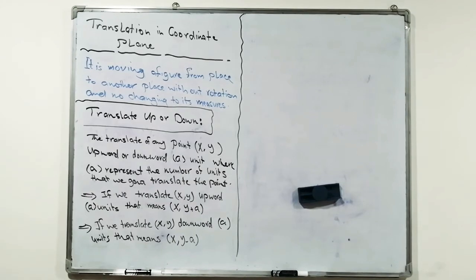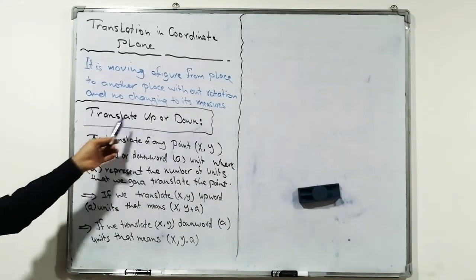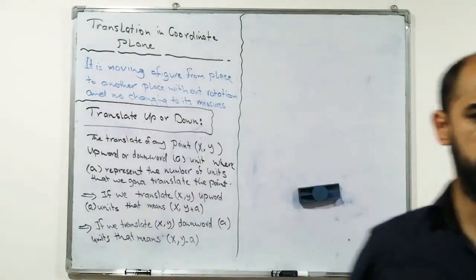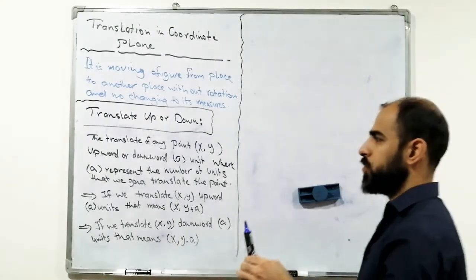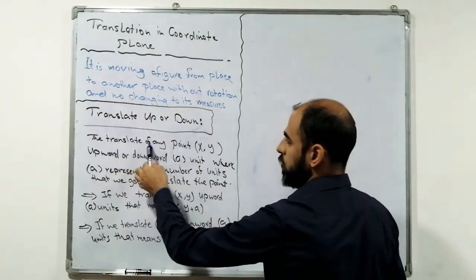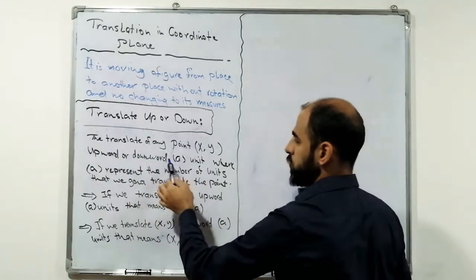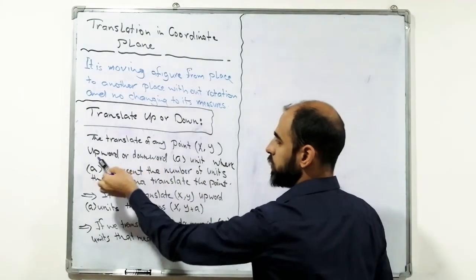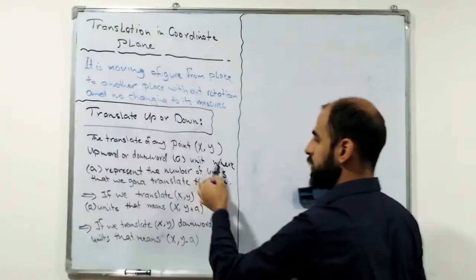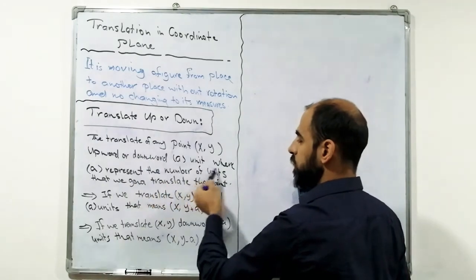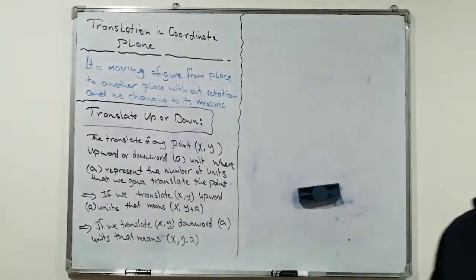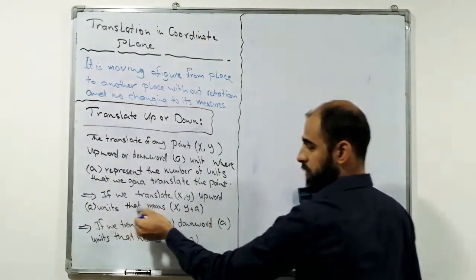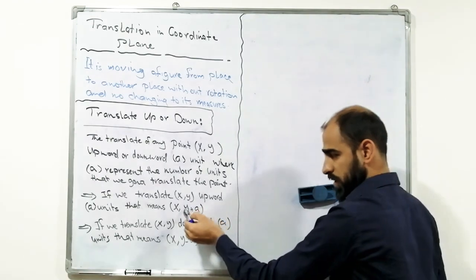The second kind of translation is translation upward or downward, meaning the translation with the y-axis, or parallel to the y-axis. The translate of any point (x, y) upward or downward a unit, where a represents the number of units that we are going to translate the point. If we translate (x, y) upward a unit, that means (x, y plus a).